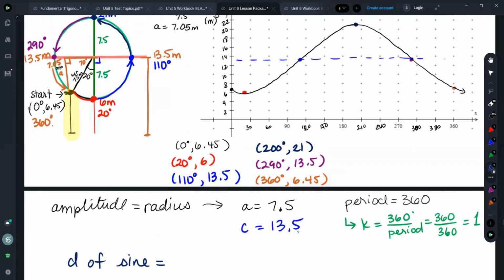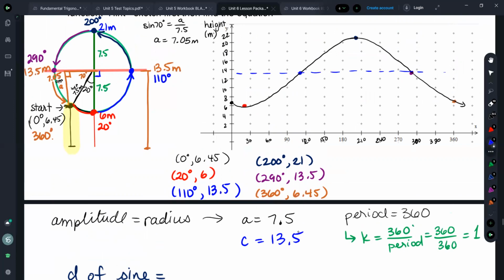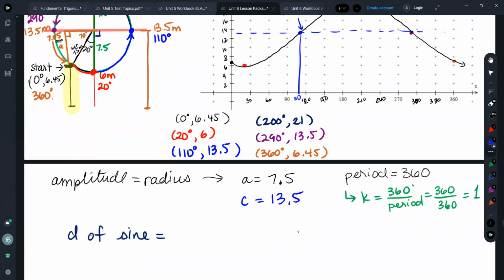Rising midline. So from the midline, I penciled in our midline on our graph here. Where does it start rising? From the midline, 110, yeah, happens right here. So this is the D of sine. The X coordinate there is the D of sine. So it's going to be 110 to the right.